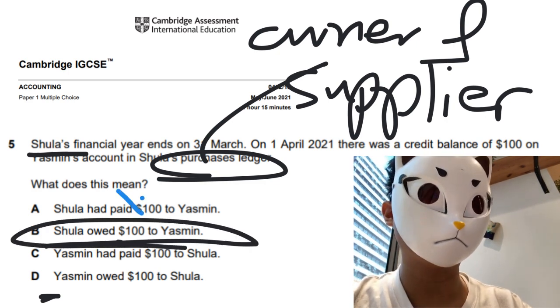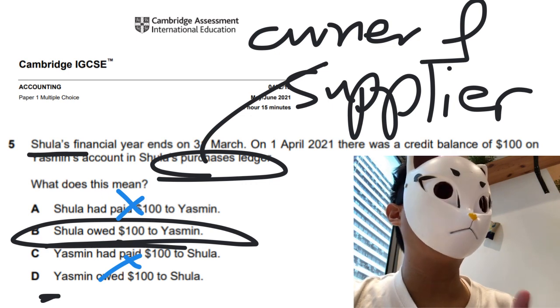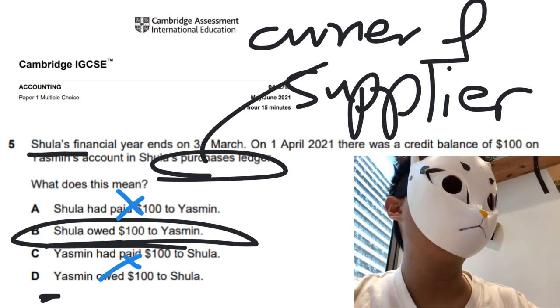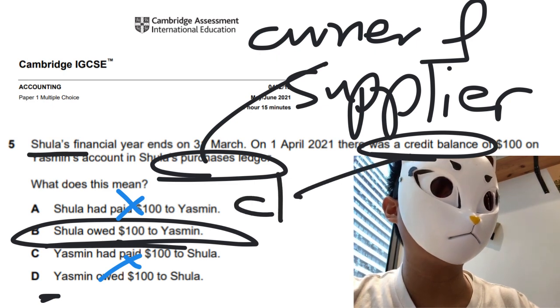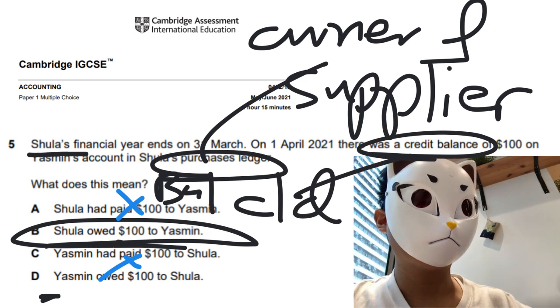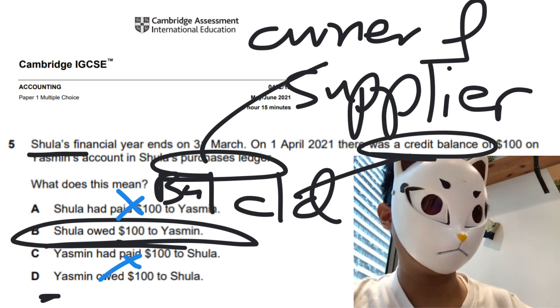It's not about payment. Be very careful, balance is about what is owed. That's why we have the balance carried down. The balance carried down means you owe people something. It's a kind of liability.